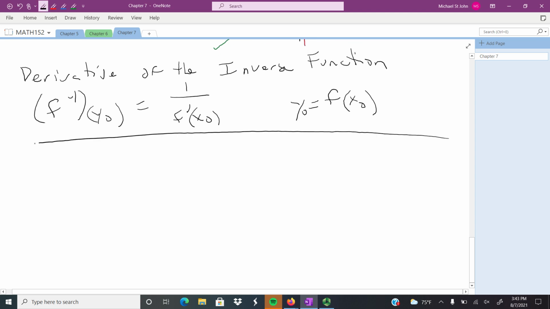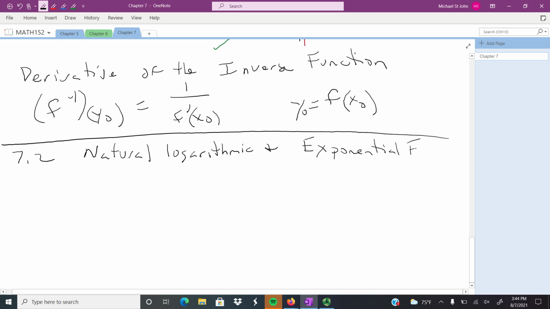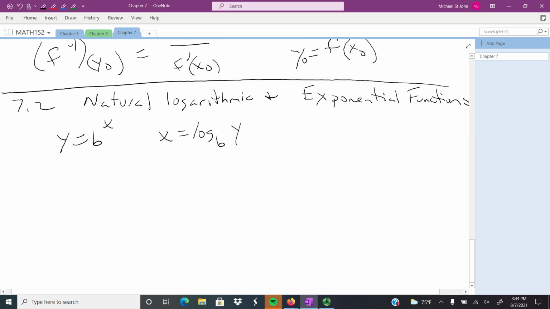Now we're on to 7.2, natural logarithmic and exponential functions. y equals b to the x, and x equals log base b of y. Again, this is a little familiar. It's really the exponential form and the log form.